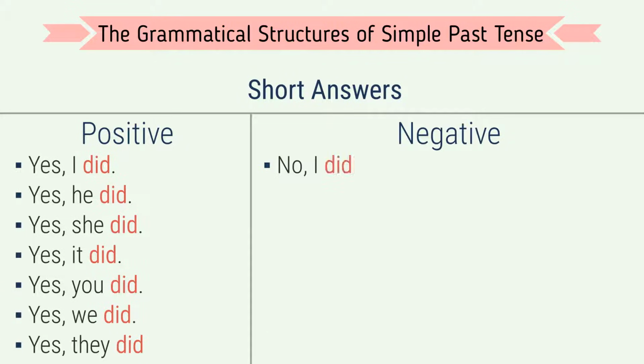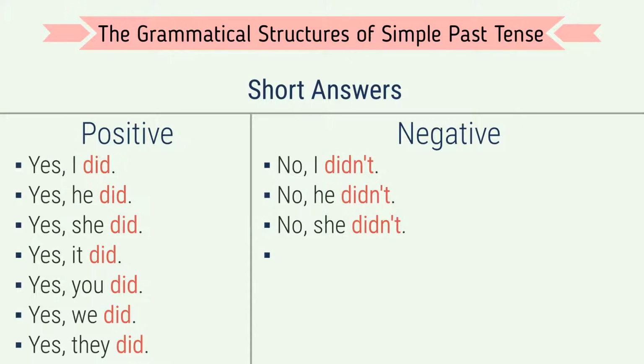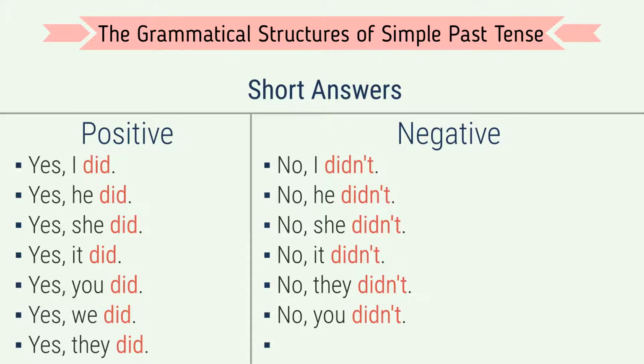And negative: no, I didn't. No, he didn't. No, she didn't. No, it didn't. No, they didn't. No, you didn't. No, we didn't.